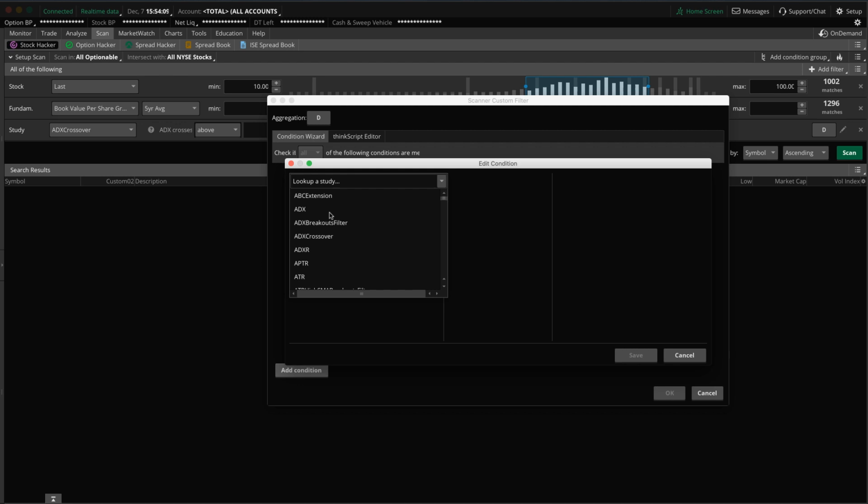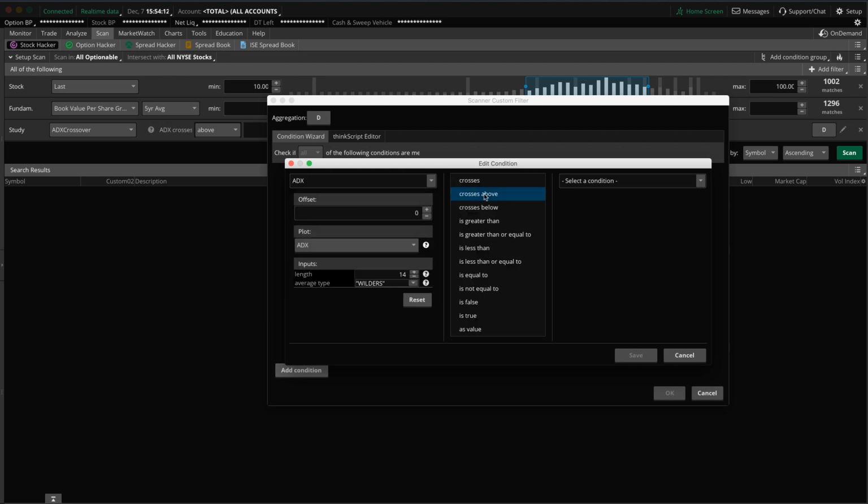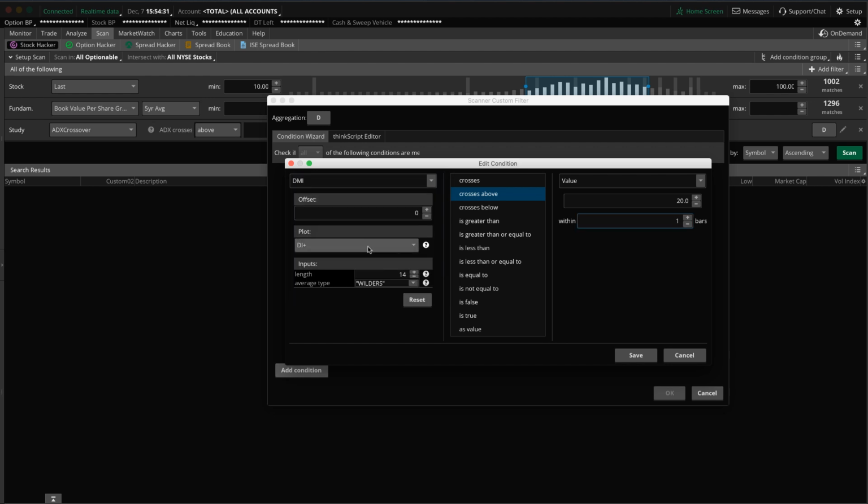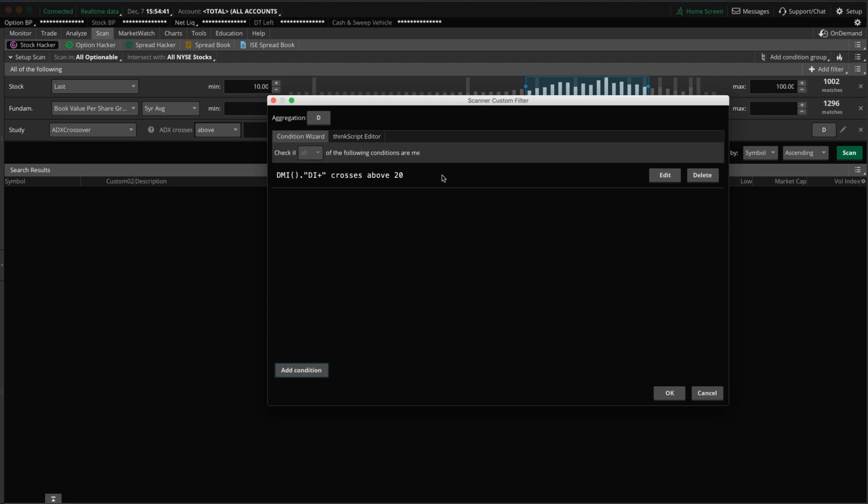Let's say you want a study, ADX crosses above a value of 20. Boom, there you go. And let's say instead of the ADX, you wanted the DMI. All right, so you select study and you type in DMI right here in the search box, and you select DMI, and you want to select DI plus, DI minus, ADX, any one of these 3. Crosses above, pick your level. Boom, hit save. There, you've added your condition. When you hit scan, it's going to find stocks that have crossed the DI plus above 20. Okay, that's how the study filters work.